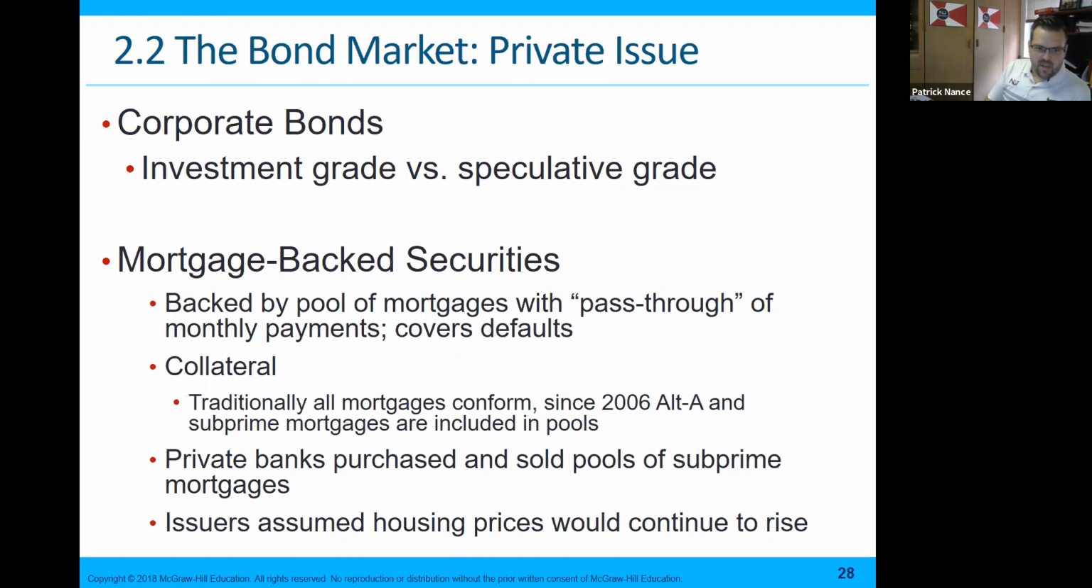Mortgage-backed securities are backed by a pool of mortgages, with pass-throughs for monthly payments to cover defaults. Collateral was traditionally all conforming mortgages, but since 2006 a subprime alternative emerged. Subprime mortgages are included in these pools. Private banks purchased and sold pools of subprime mortgages.